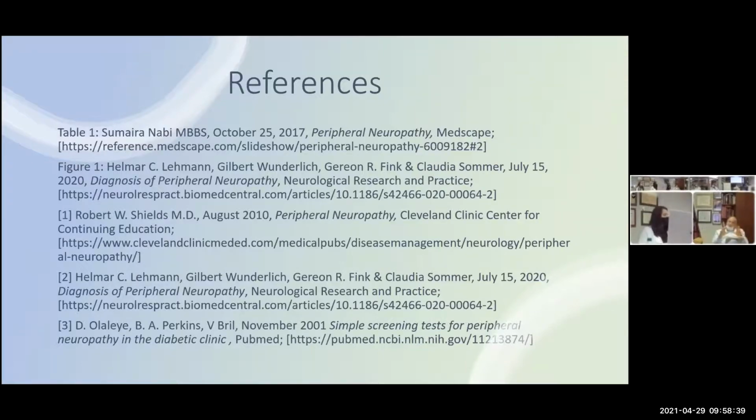Once we get the history and we examine the patient, I look at neuropathy in terms of buckets. So there's a big bucket in the United States, and it's very similar all over the world, diabetes. So that's the biggest bucket that we have, you can imagine. So the chances are the neuropathy is diabetes.